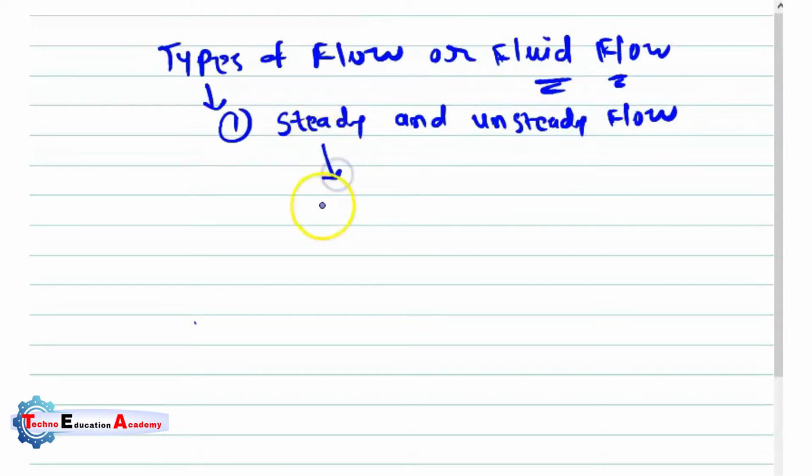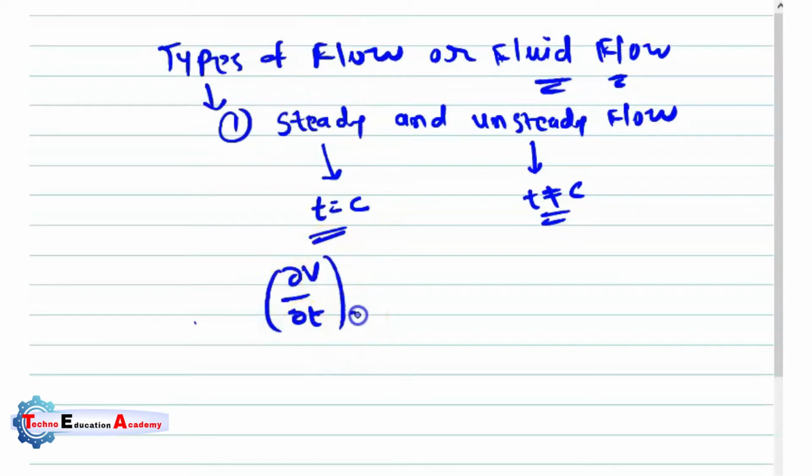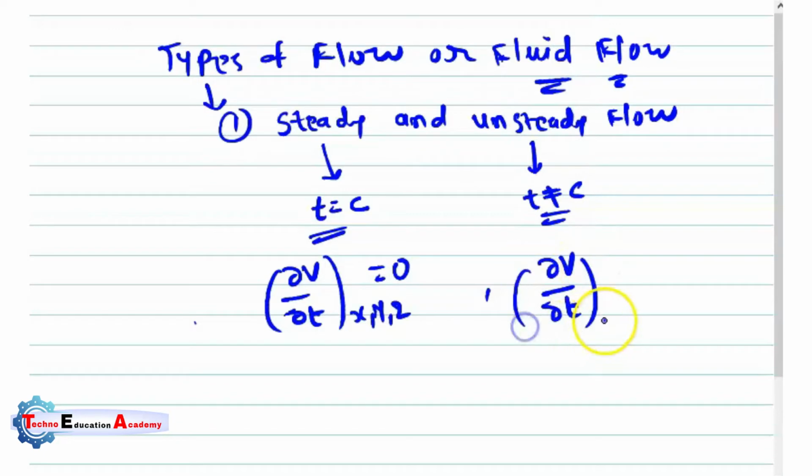Steady means time is constant; with respect to time, no change happens. In unsteady flow, time is not constant. The change in velocity of the fluid with respect to time, at a place x, y and z, is equal to 0 for steady flow. But in unsteady flow, the change in velocity with respect to time is not equal to 0.